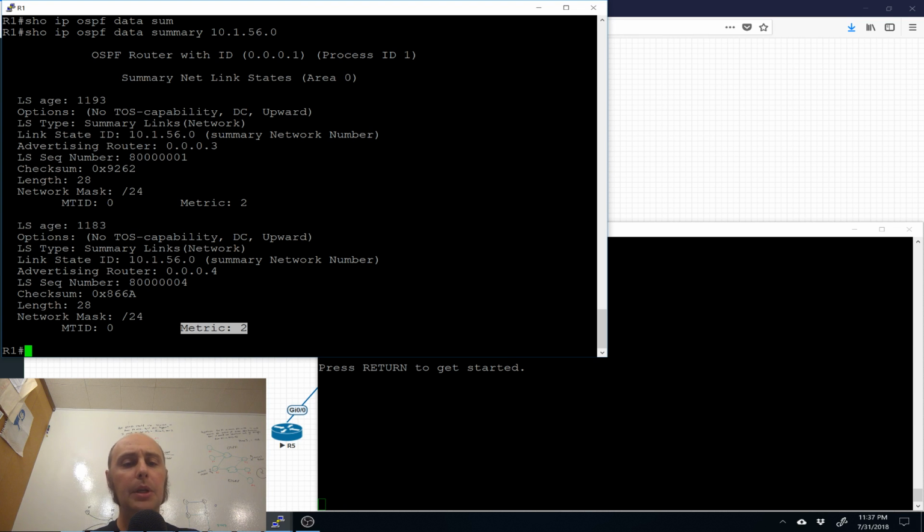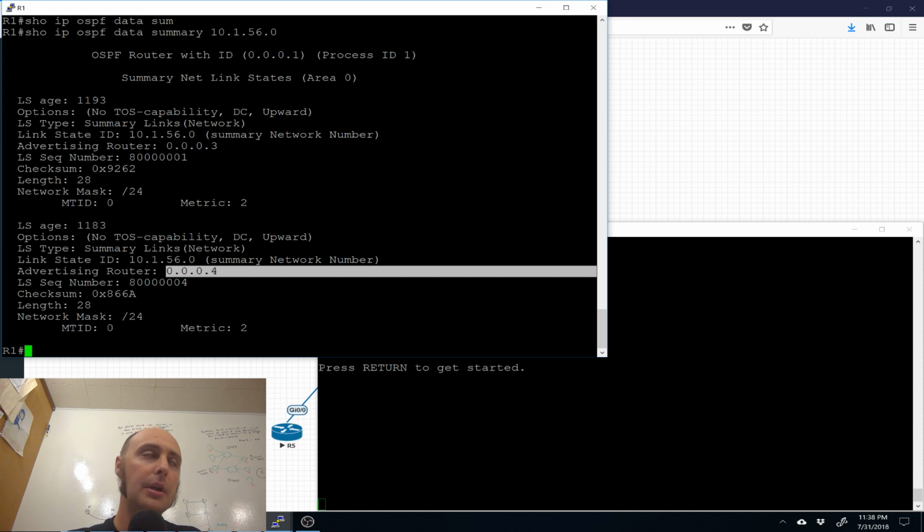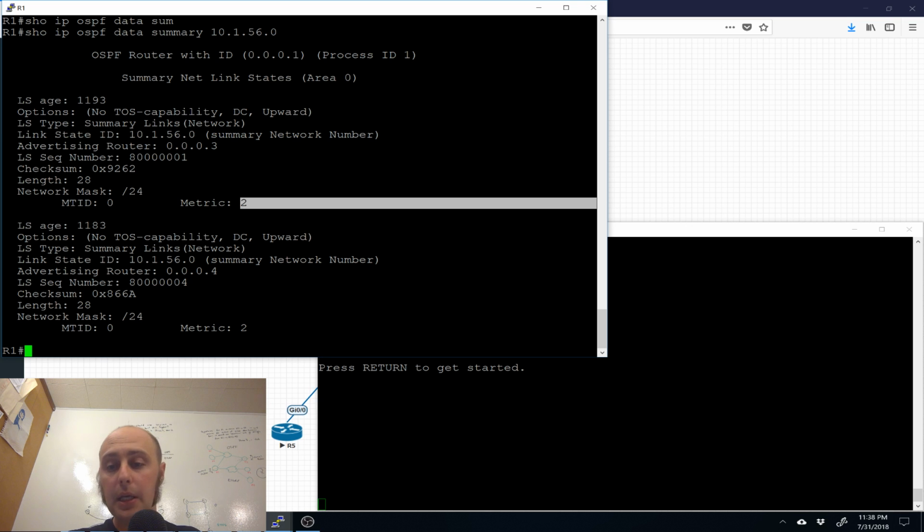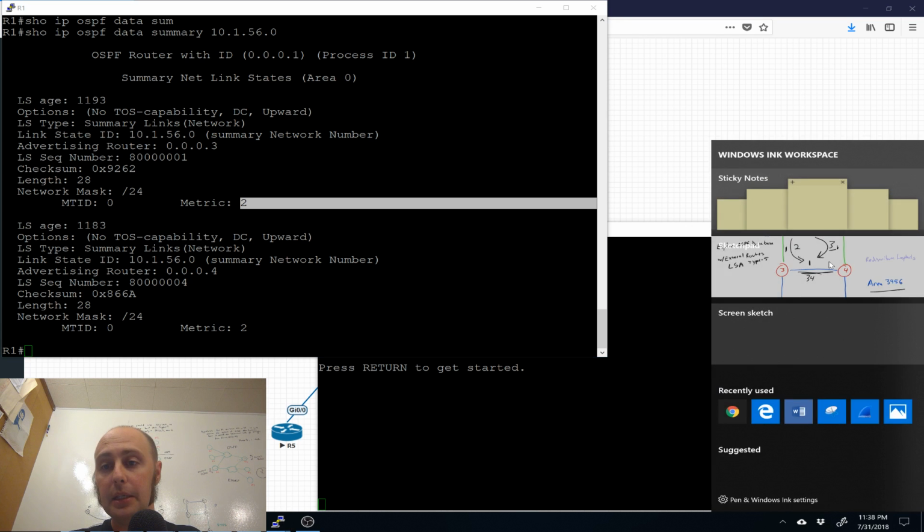I wanted to point out what this is. This is a metric of 2, which is the cost. I'm trying to think, how can I phrase this? In order for this router to reach this network, it has a cost of 2. And in order for this router to reach this prefix, it has a cost of 2. Again, let's go back to the whiteboard to see that visually.